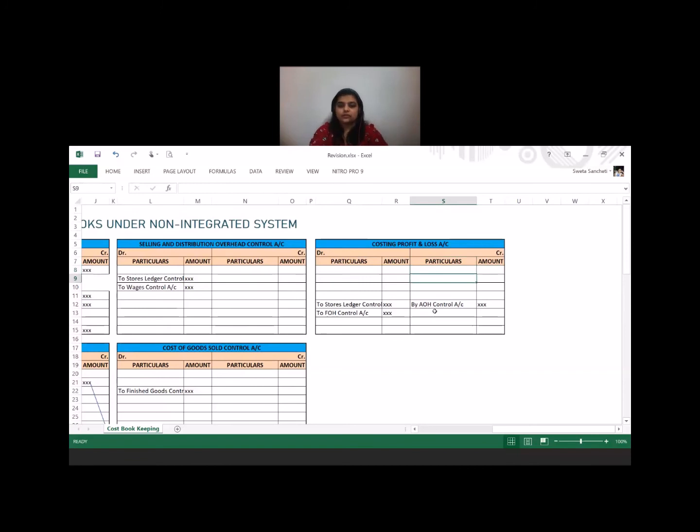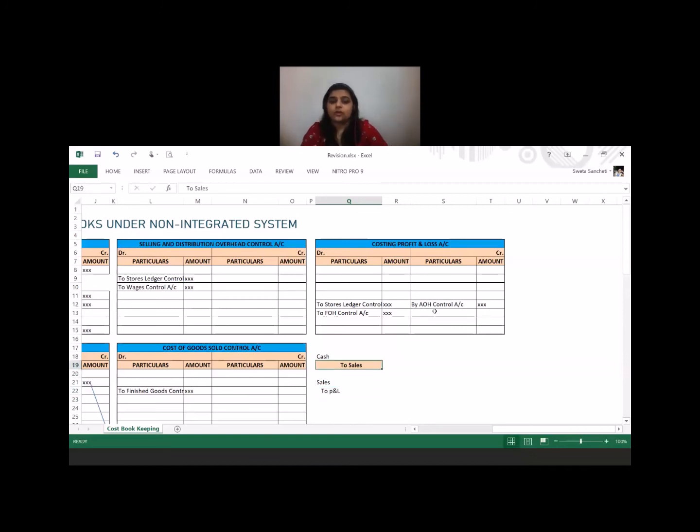Now, what is the entry for sales? The entry for sales is cash account debit, sorry, we have cash to sales. And the second entry is sales to P&L. Normally this is the entry, right?